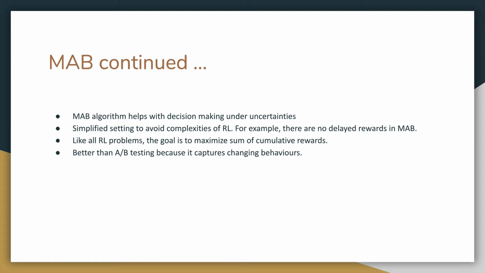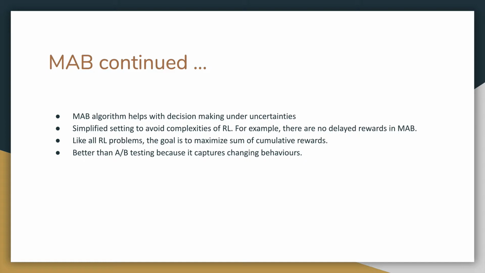But the problem with A/B testing is it doesn't capture changing behaviors of users. It doesn't capture the dynamism in the click-through rate. Maybe there are other factors that affect how often people click on the different adverts. And once you use the A/B testing approach, it is not able to capture the dynamism. But when it comes to the multi-armed bandit algorithm, it is able to capture all these dynamism in the environment.